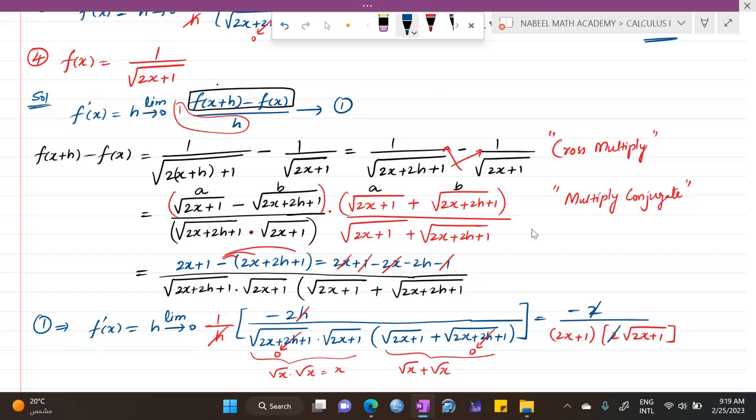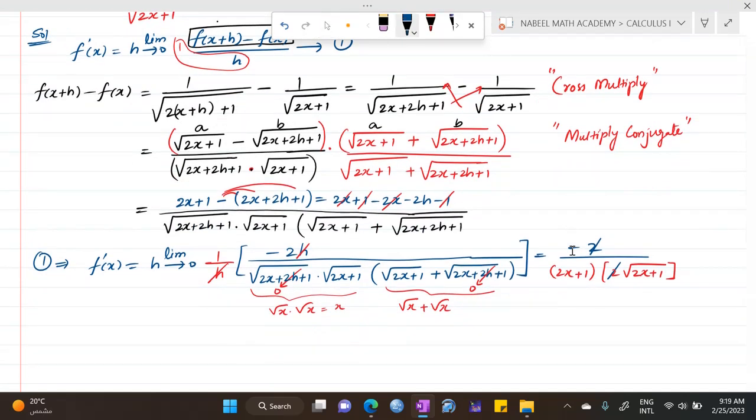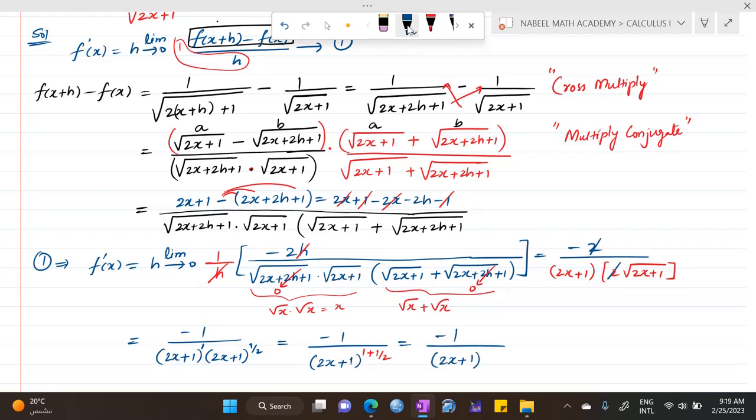I write it f prime is equal to minus 1 over 2x plus 1 into 2x plus 1 to the power half. If you cancel the power, it becomes half. So minus 1 over 2x plus 1 to the power. This is actually 1. This is actually 1. If you add the powers, you will get 1 plus half. So it becomes minus 1 over 2x plus 1 to the power 3 over 2. So this is a simplified form of the f prime.